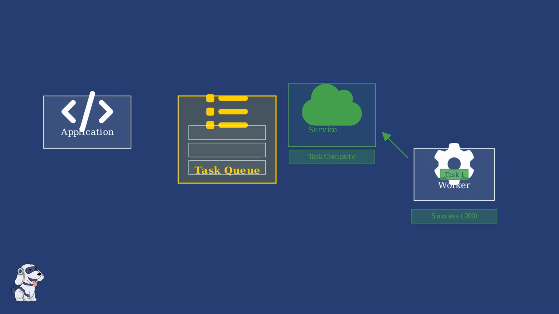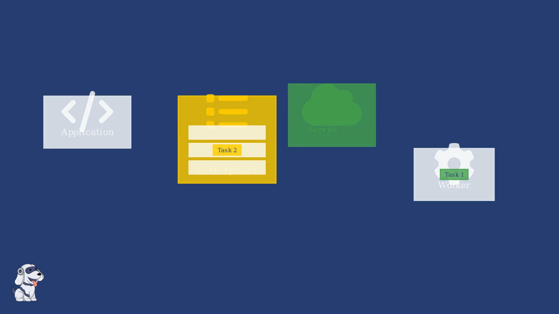The sequence is now complete. The task has successfully moved through the entire workflow, from creation to in-queuing, acknowledgement, processing, and final completion confirmation. This workflow ensures reliable task execution with proper acknowledgements at each step, providing visibility and control over the entire process.